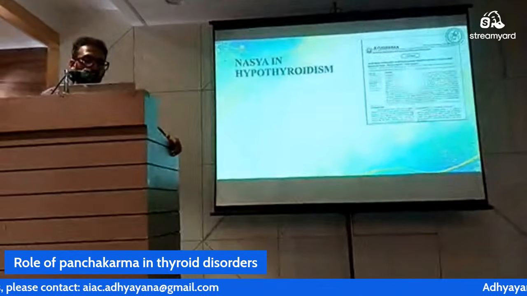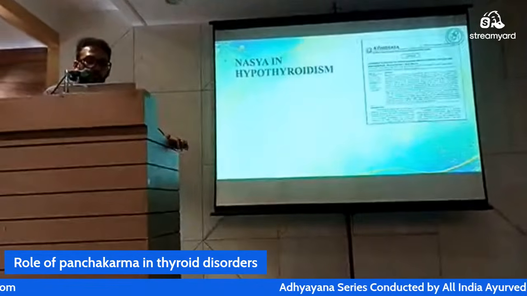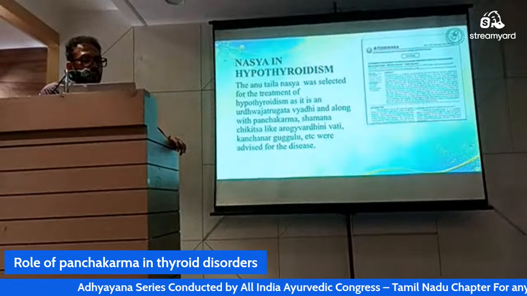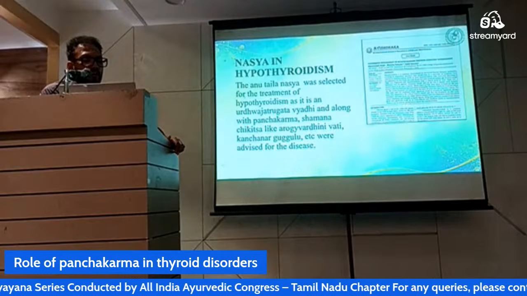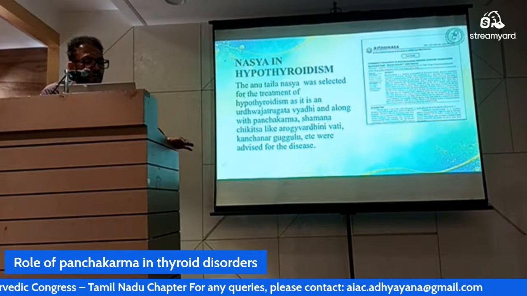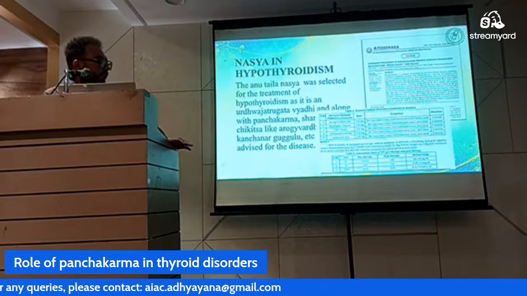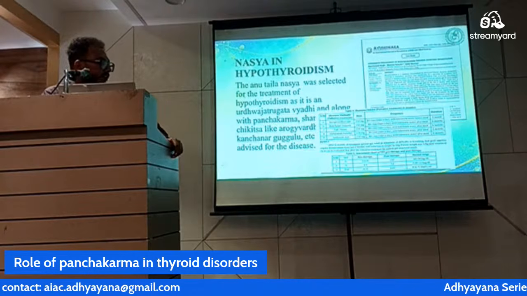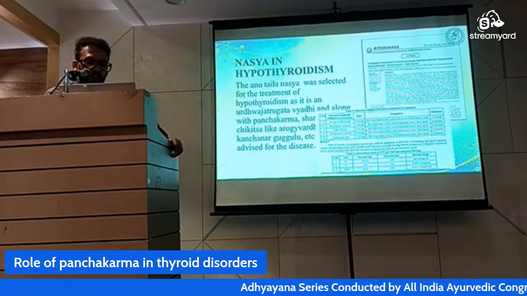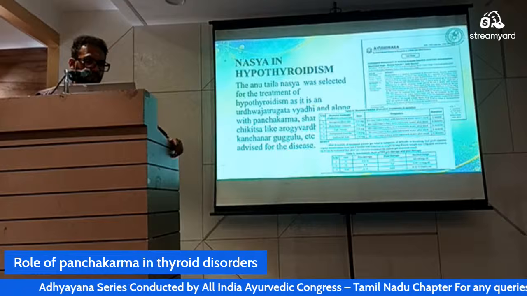So, Nasya and hypothyroidism. There was one article where they used customized management of hypothyroidism through Ayurvedic intervention. They mentioned that Anutaila was selected for the treatment of hypothyroidism as it is an Urdhva Trigata Vyadhi, along with Panchakarma and Shamana Chikitsa like Arogyavardhini and Kanchanara Guggulu, which were advised for the disease. These were the Shamana medicines used. Along with that they had given Anutaila for Pratimarsha Nasya. Here TSH reduced from 6.35 to 4.65.